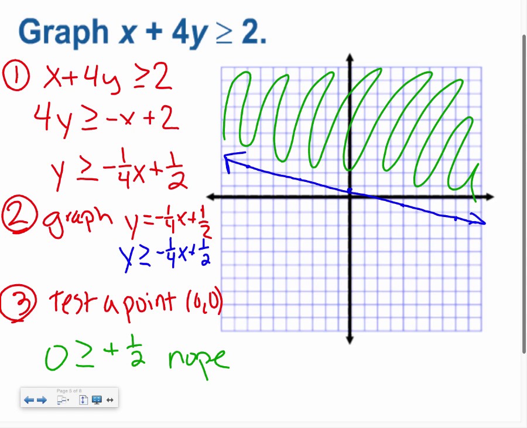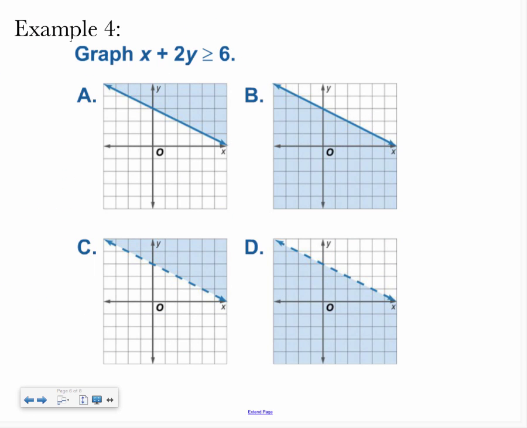Alright, let's look at another problem. So if I show you this example 4, and I say graph x plus 2y is greater than or equal to 6, and I give you multiple choice, which two graphs can we eliminate right away just looking at them? We can eliminate letter C and letter D because they are both dashed lines, and we have an or equal to, so we know it has to be a solid line.